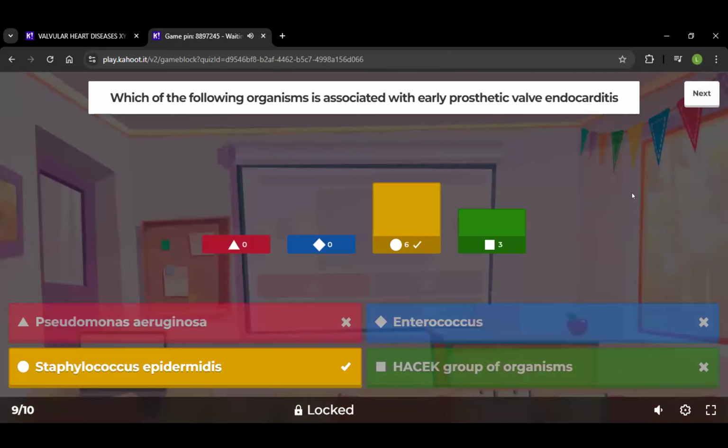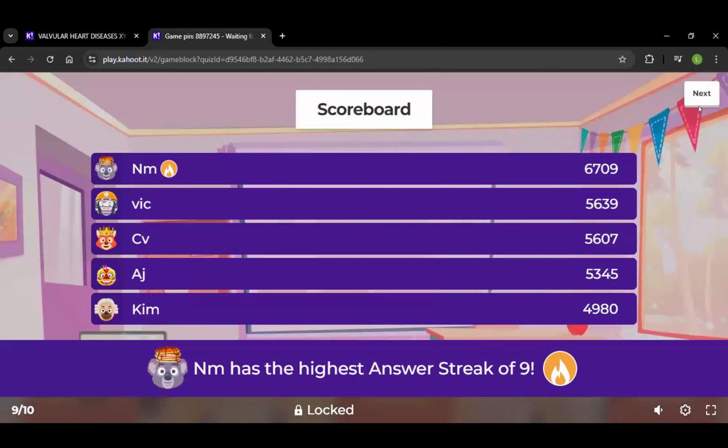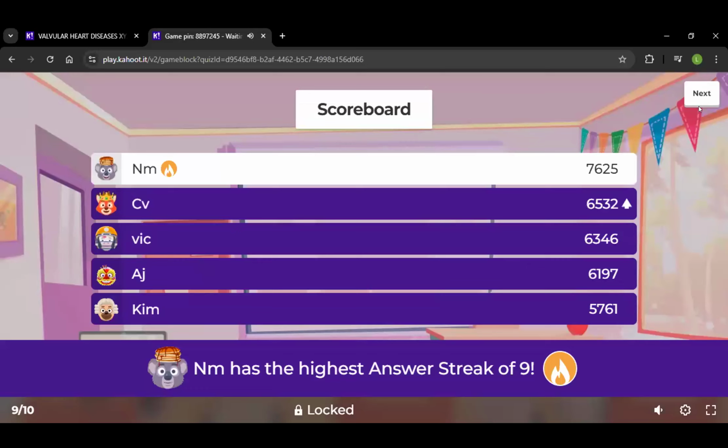Okay, so the answer is Staphylococcus epidermidis. It's the organism associated with early prosthetic valve endocarditis. For our scoreboard, we still have NM leading, very good, and he has the highest answer streak of 9, followed by CV and then Vic. Next, and to the last question.